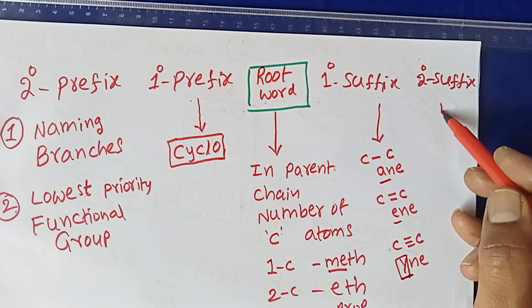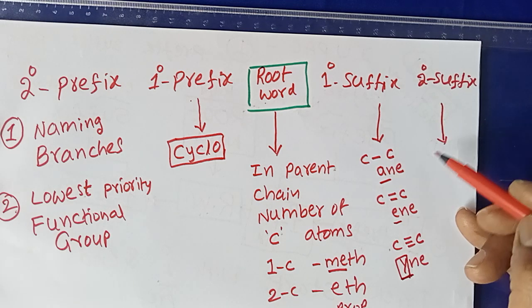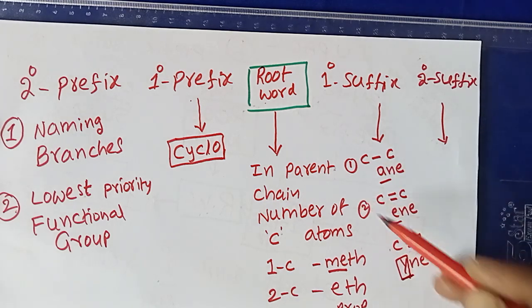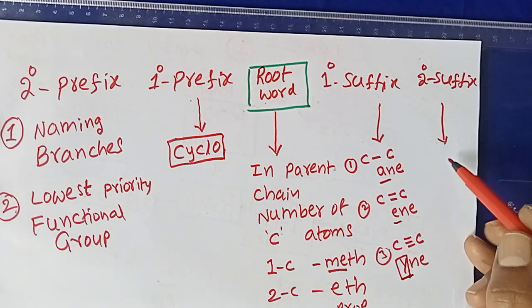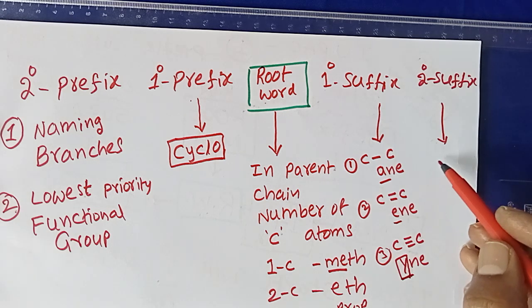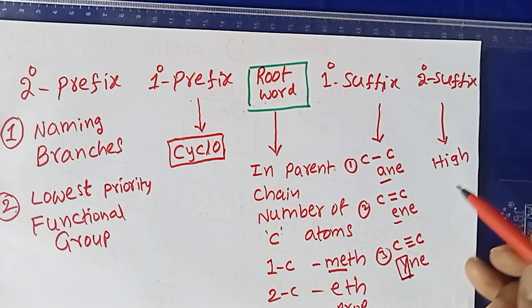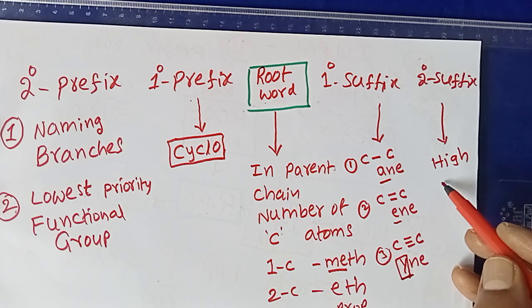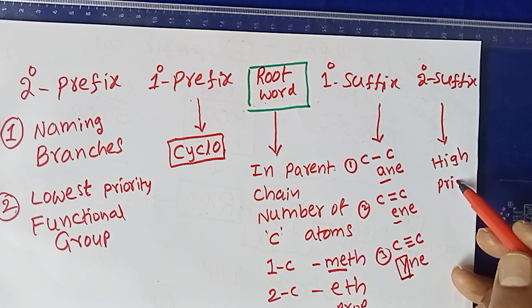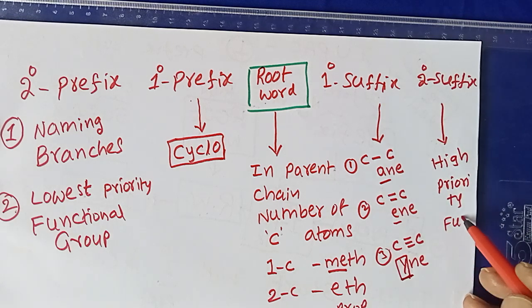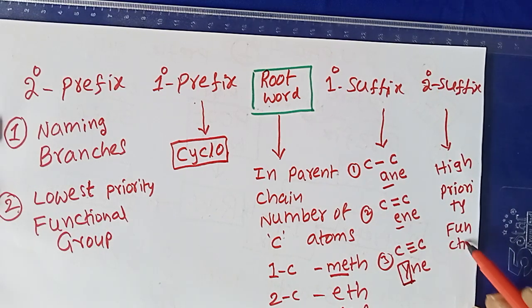Next, the secondary suffix. Simple, here 3 only. 1, 2, 3 only, that's all. Next, the secondary suffix is the high priority functional group. We discuss which is high priority and which is low priority functional group.